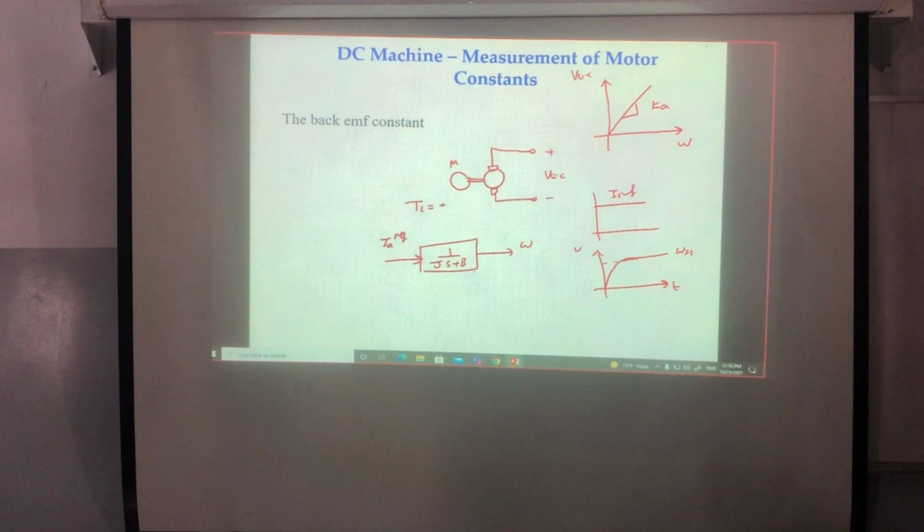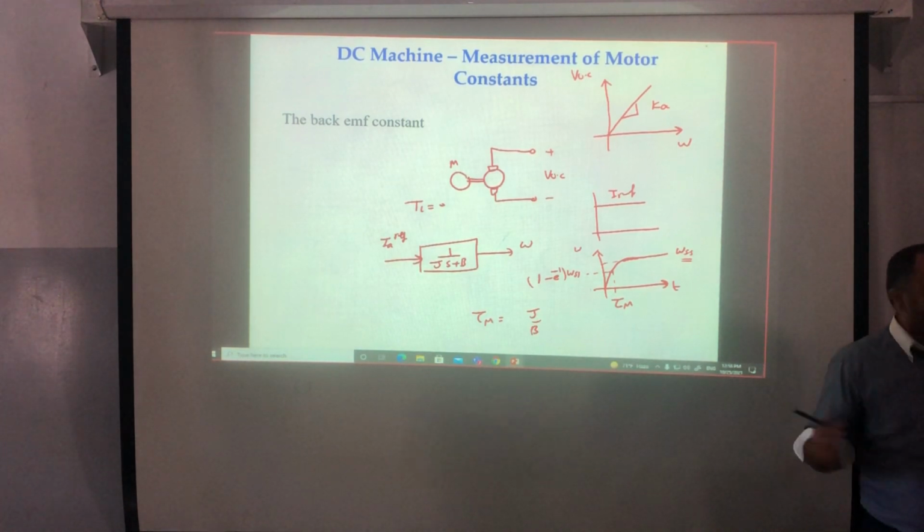Earlier we used tau to find this. Yeah, just a minute. So from here I can calculate B, yes? Then I will go 1 minus exponential minus 1 of omega steady state. Then I will project it here and I will find tau mechanical. Now tau mechanical is equal to what? J over B. By the way, you don't know how to find the time constant? That is my question.